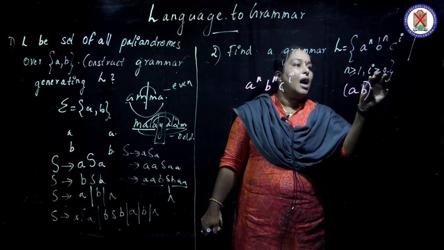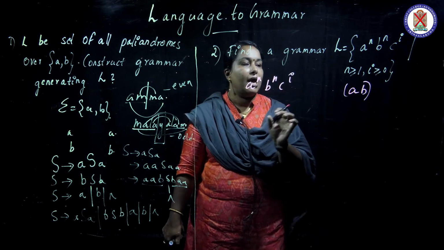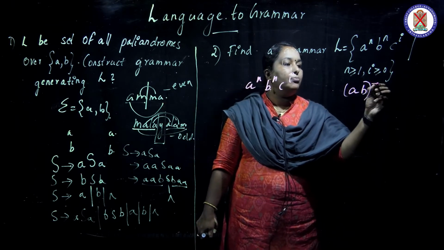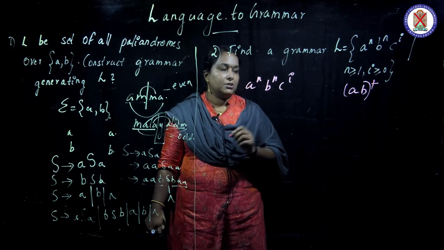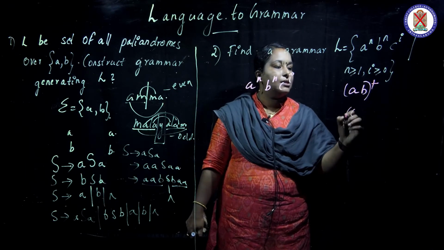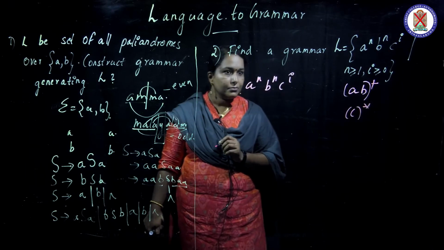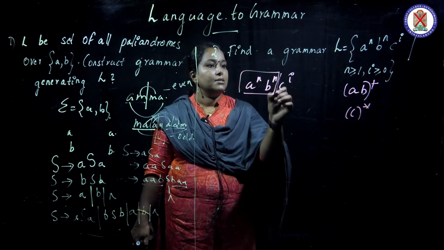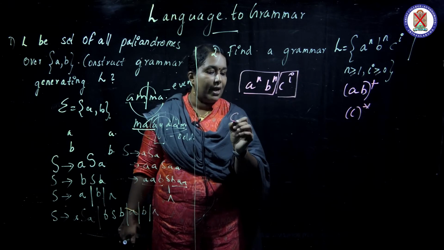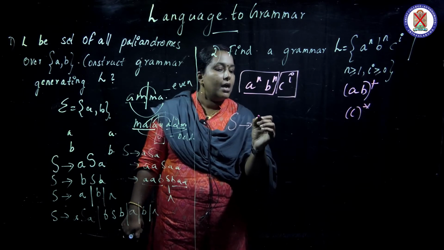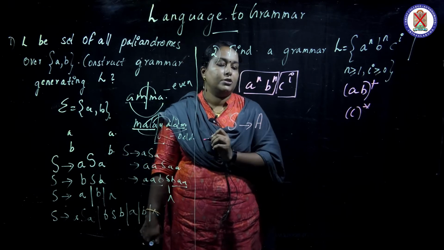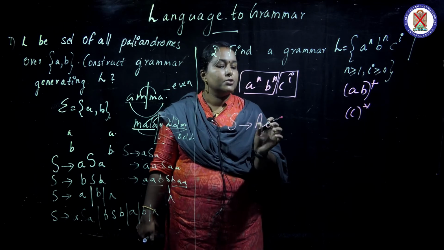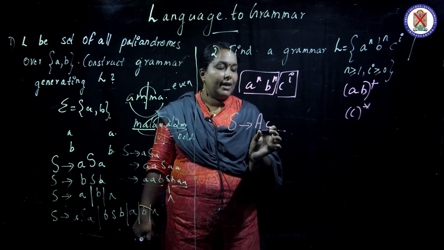And also i greater than or equal to 0 means C can occur or not. C is a 0 or more combination. A, B is a 1 or more combination, that is plus for A, B, and star for C, isn't it? So how will you design it? These two are the same, but this is different. So I will introduce another non-terminal A here and also C here. So I will write S gives A, C.